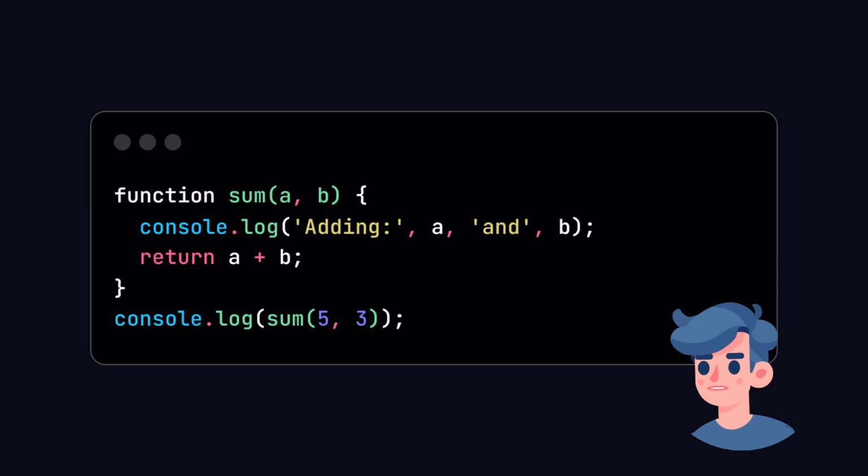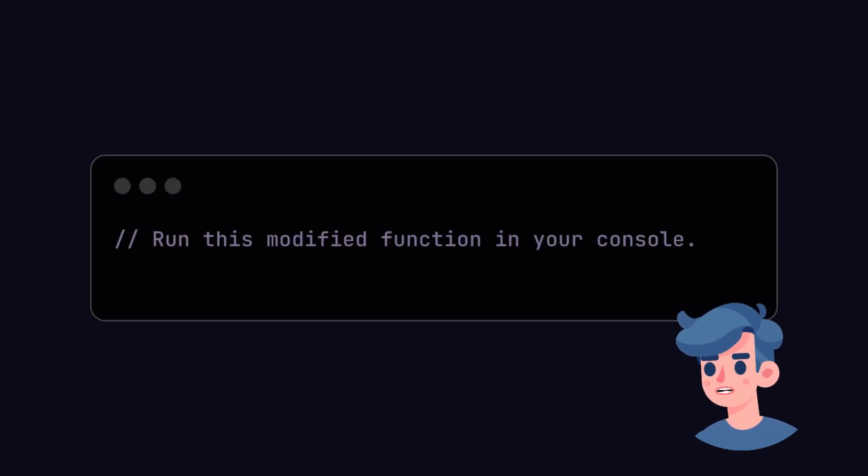Let's modify our sum function to include console logs. By adding logs, we can track the flow of our program. Open your console and run the new sum function to see the output. Console logs are an excellent way to discover how data changes throughout your application.